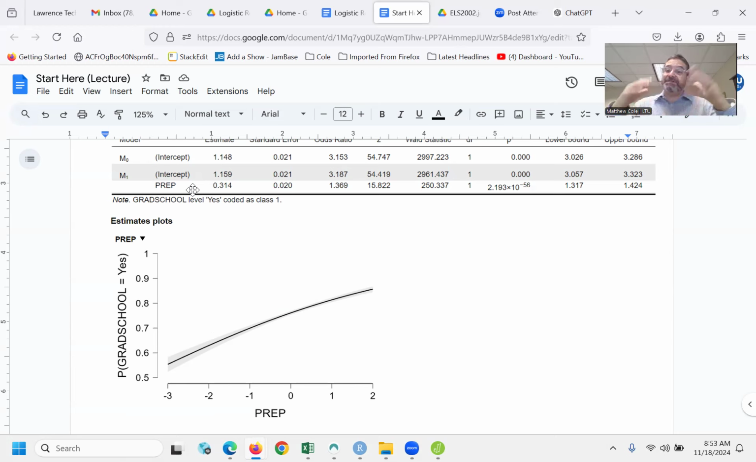How does that translate to probability? That's the estimated plot. The probability of getting in grad school, if you have an average preparation score, is about 75%. The probability of getting into grad school, if you have self-reported preparation score that's 2 standard deviations above the mean is about 90%.